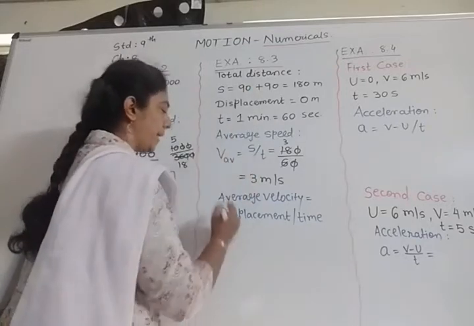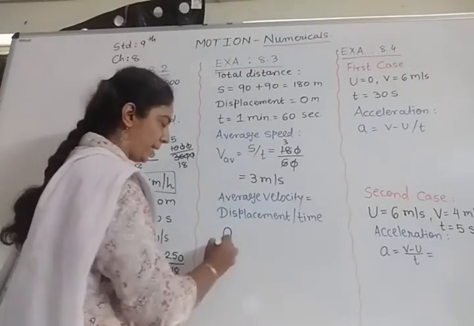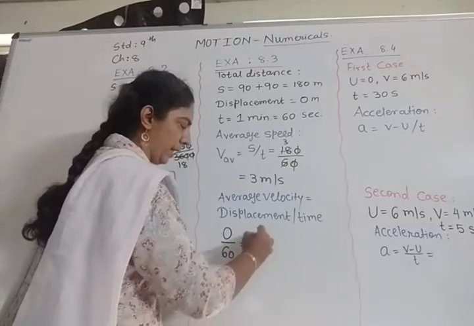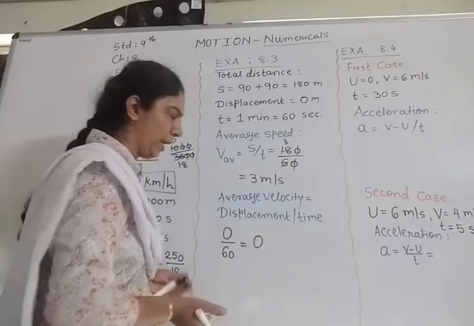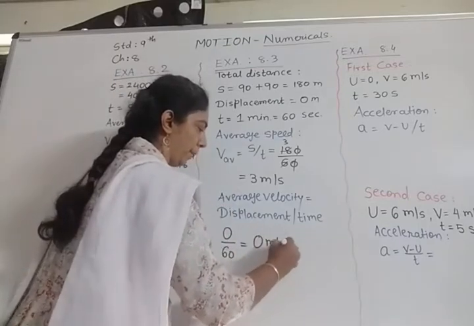Displacement in this case we are getting as 0, and 0 is divided by 60. I will get the answer as 0 only. So the velocity will be 0 meter per second.